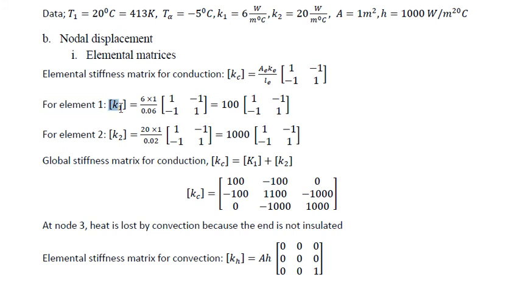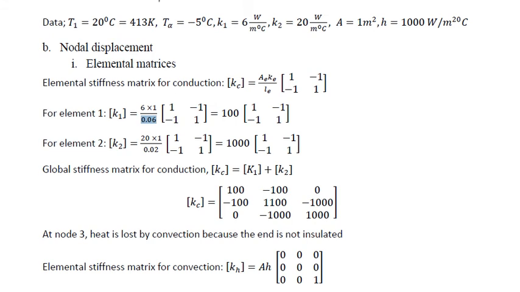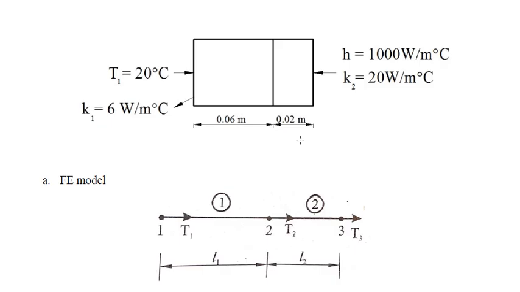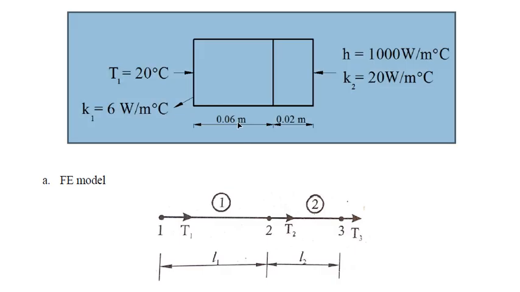For element 1, K1, that is the conductivity matrix, is AK by LE. A is taken as 1. K is K1, the conductivity of the first element, which is 6. We have to write 6. Now L is 0.06 meter, which is shown here. This is L1 and this is L2.